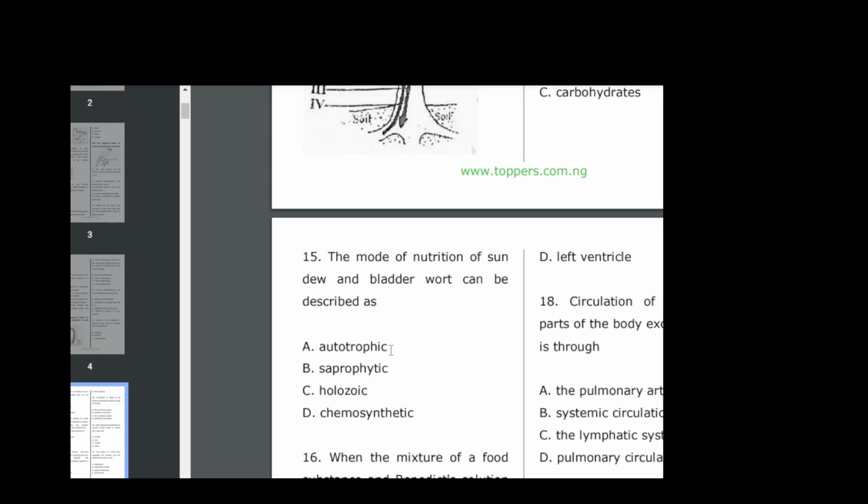Also, they are not saprophytes because saprophytes feed on dead or decaying organisms. And they are not chemosynthetic because they do not require chemicals for feeding. But they are holozoic because they feed on other organisms. They are holozoic, or we can refer to them as heterotrophic organisms. So the mode of nutrition that they undergo is what we refer to as holozoic nutrition.